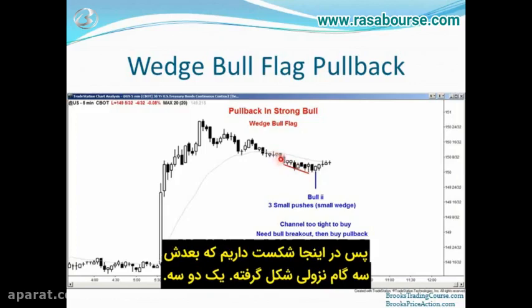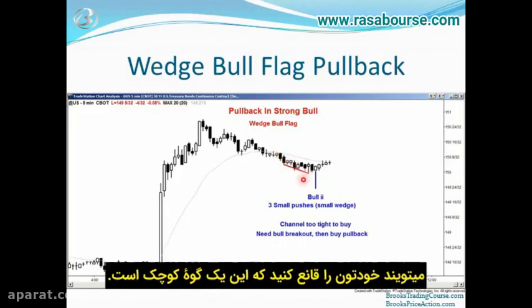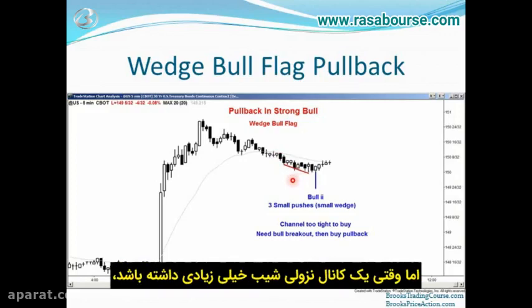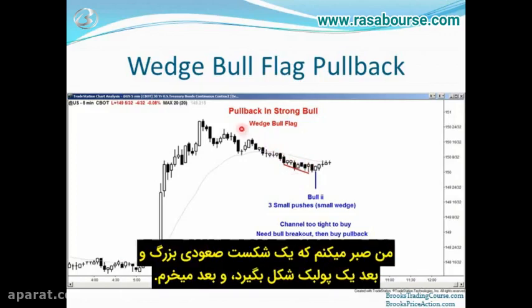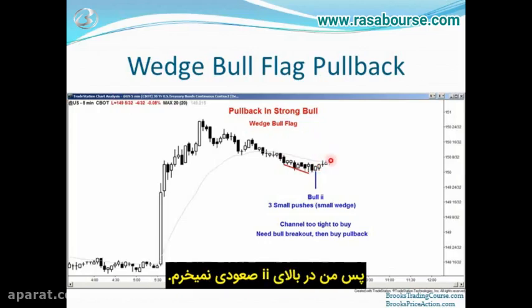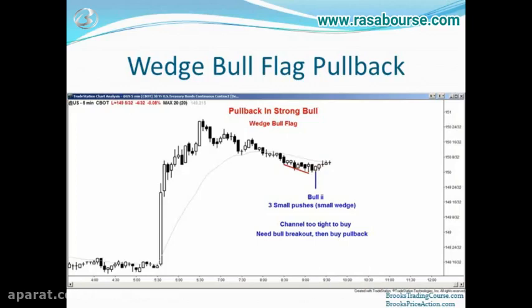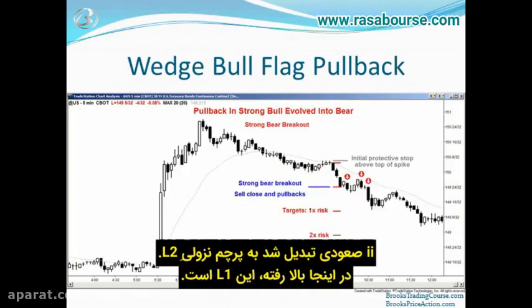1, 2, 3. So you can try to convince yourself that it's a small wedge, but when the channel down is this steep, I would not buy until after the market had a strong bull breakout and then a pullback. So I would not buy above the bull II. And this is what happened. That bull II became a low 2 bear flag.